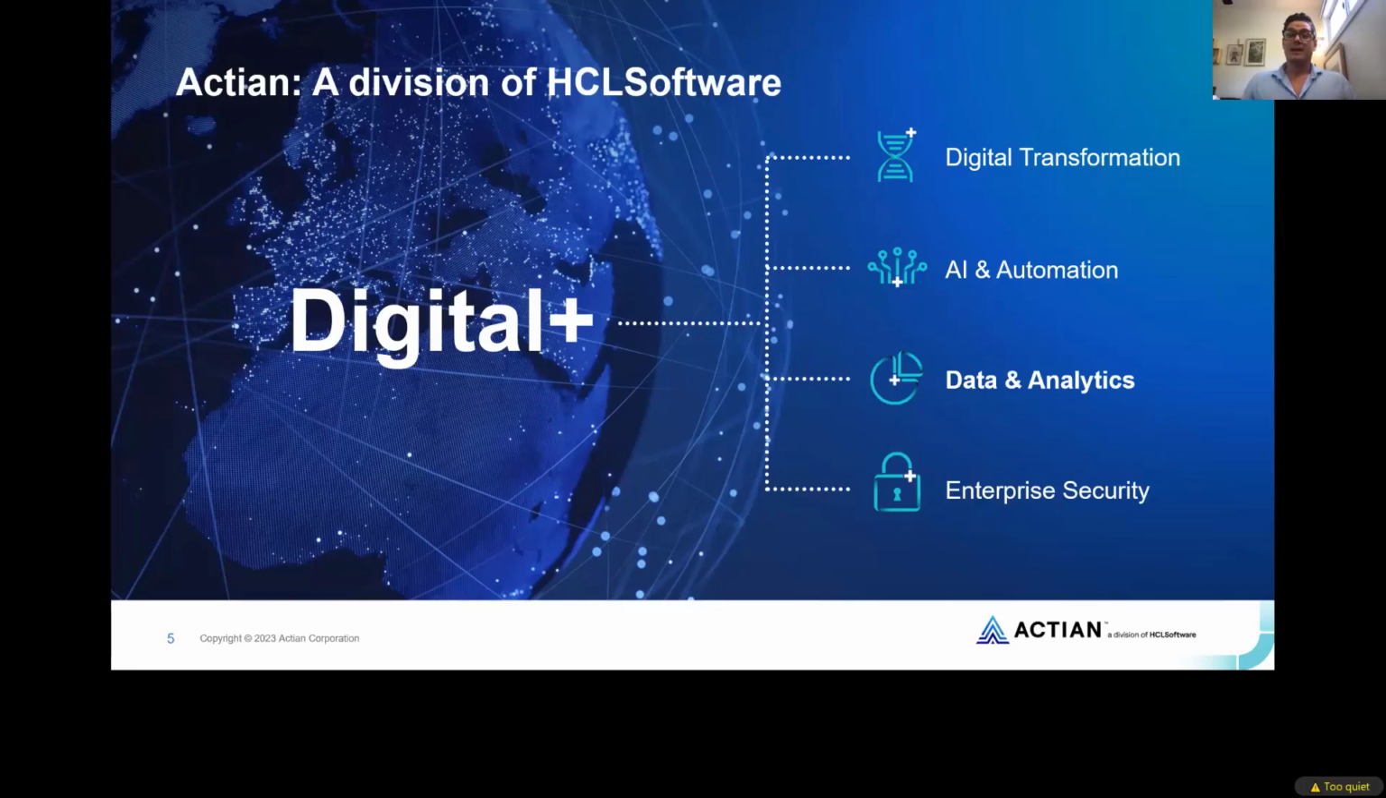Now, Actian has been around for over 50 years, which is seriously impressive, but you might have heard of Actian as their previous name of Ingres. So if Actian is a new name, perhaps Ingres is not. When we talk about Actian's involvement within HCL software, Actian represents the data and analytics portion of the HCL software portfolio.